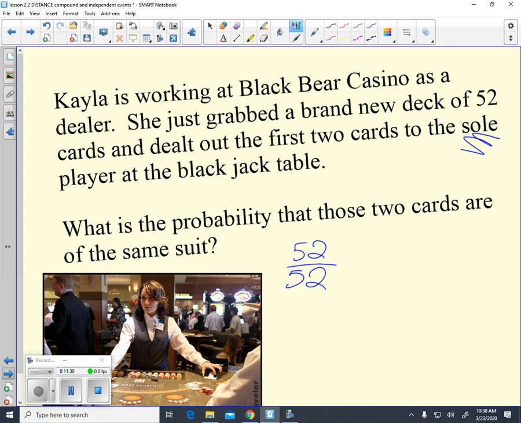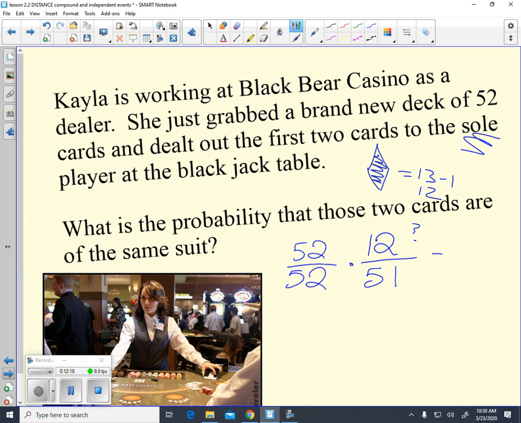And let's just say, for the sake of the example, that that card was a red diamond. Okay, so let's think about that second card. How many cards are left in the deck? Okay, 51. And out of those 51 cards, how many of them would be diamonds? See, originally there were 13 diamonds, right? But she's dealt one of them away, so there's 12 diamonds left.